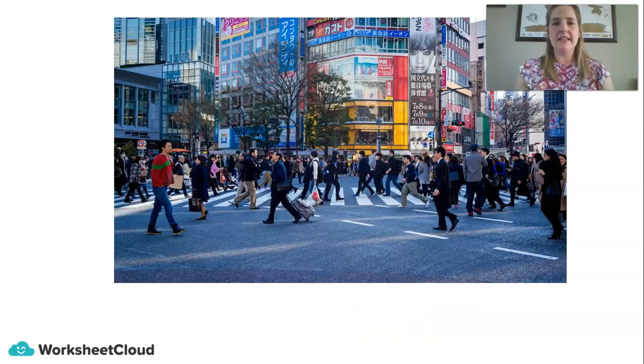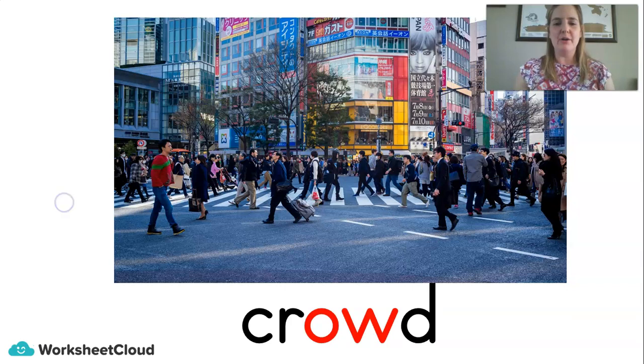Okay, next one. We've seen this picture before. It's actually a collective noun. When there are lots of people all together, like over here, you could get lost. What do we say? It's a crowd of people. Crowd. Very good.